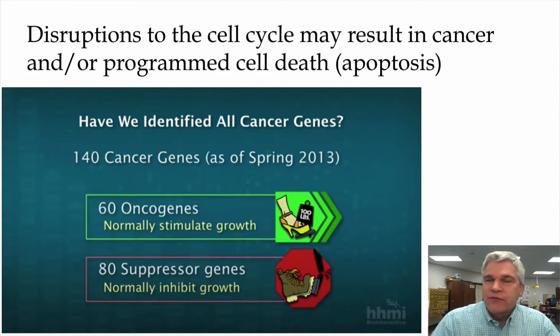As of spring of 2013, there's been 140 different cancer genes that have been identified. More are always being found. It's estimated that there's probably going to be somewhere less than 200 genes. So we may have found most of all of the genes that potentially could cause cancer.